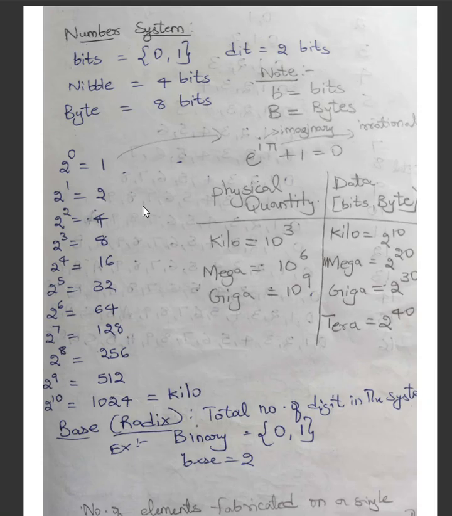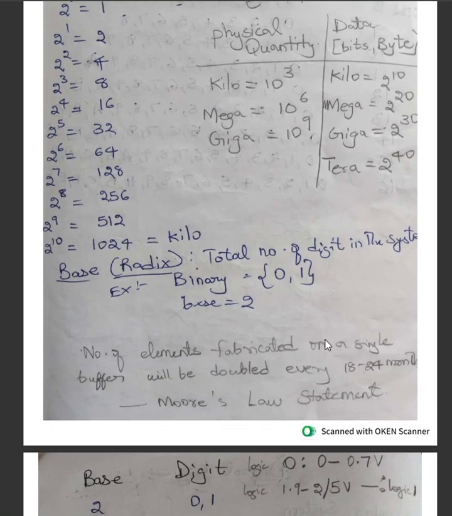Then another scientist named Moore was also a very good observer. He observed a lot of things. Both of them lived during the same era. Moore could not discover or invent new things, but he had a great power of observation. He observed things and concluded that the number of elements fabricated on a single chip will double every 18 to 24 months. This is Moore's law, and just by giving this statement, he got a Nobel Prize actually.